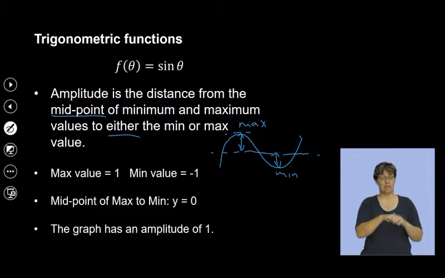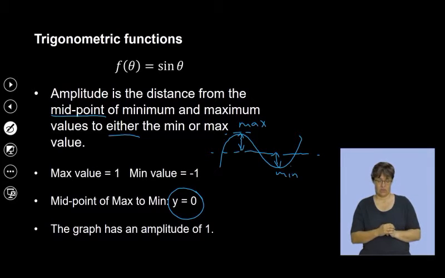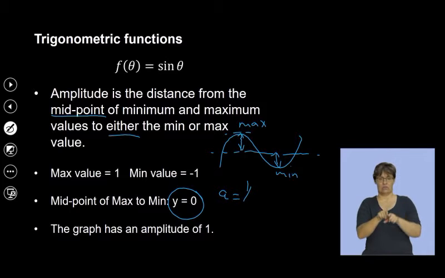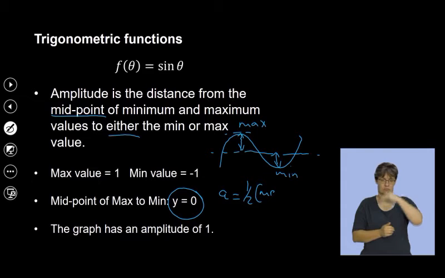Then if the maximum value is 1 and the minimum value is -1, the midpoint, you know, it will be at y equals 0. Therefore, the graph has the amplitude at 1. An easy formula to remember this, you will just say A, which we normally represent as the amplitude, is equal to 1 over 2 into maximum minus minimum, right?